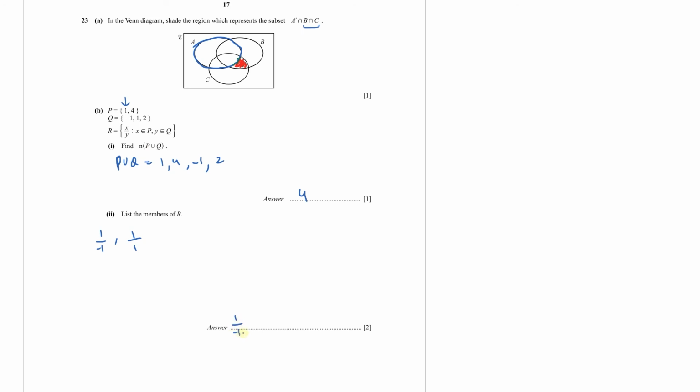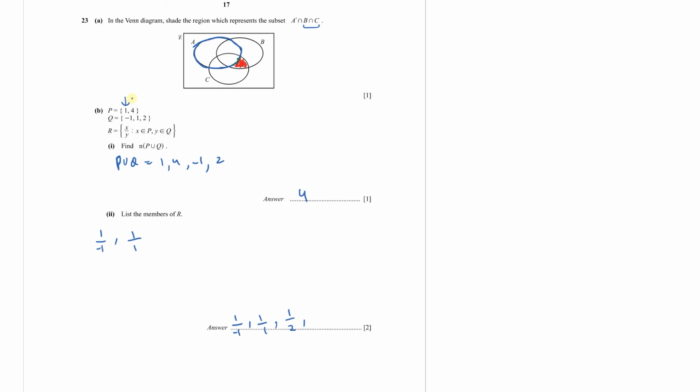So I'm taking this 1 and then combining all the values of Q to get all the possible X over Y, where X is 1. So 1 over -1, then 1 over 1, and then 1 over 2.